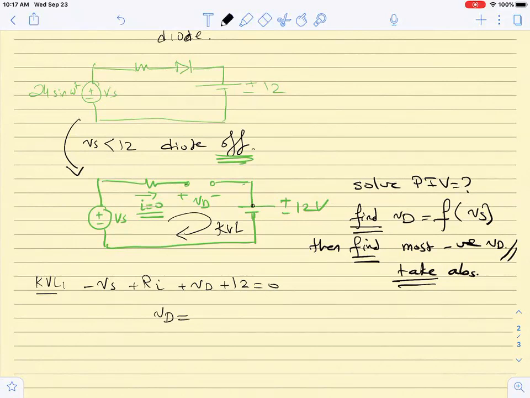Do I need to worry about the RI term? Zero. This is zero. So VD is equal to VS minus 12. Okay. So when is this most negative? When VS is zero... when VS is most negative, VD is the most negative. Okay. So here VS, when the diode is off.